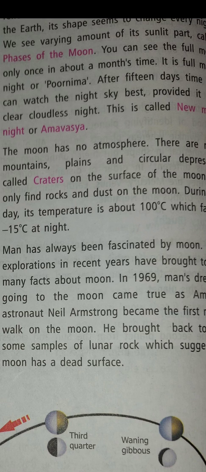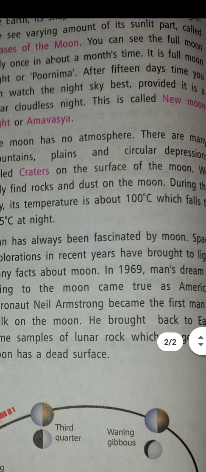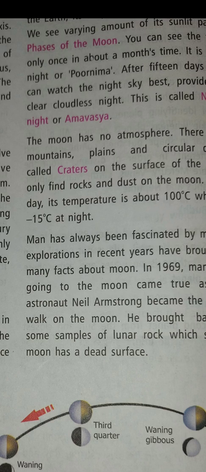100 degrees Celsius means it's the boiling point, which falls to minus 15 degrees Celsius at night. In the day it's too hot, and in the night it's too cold.